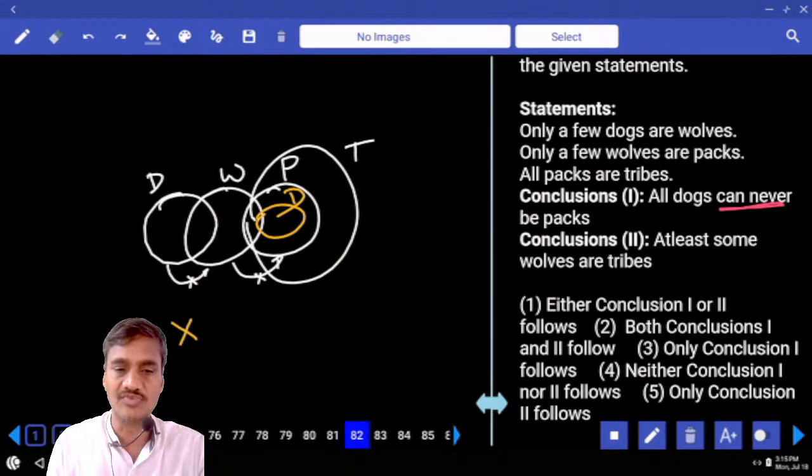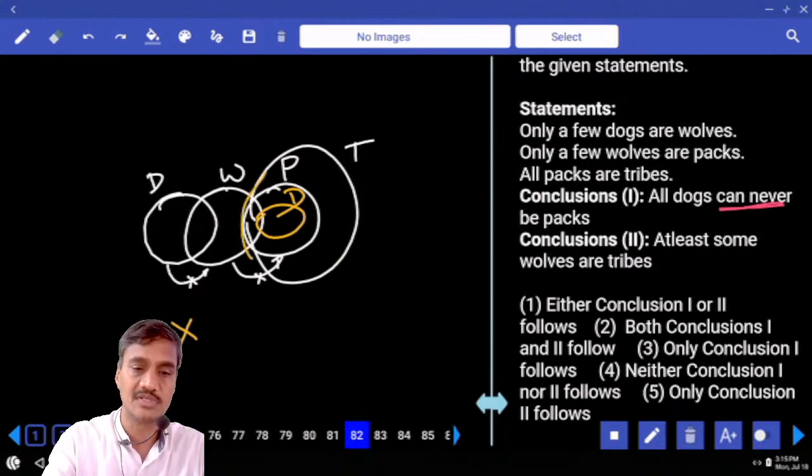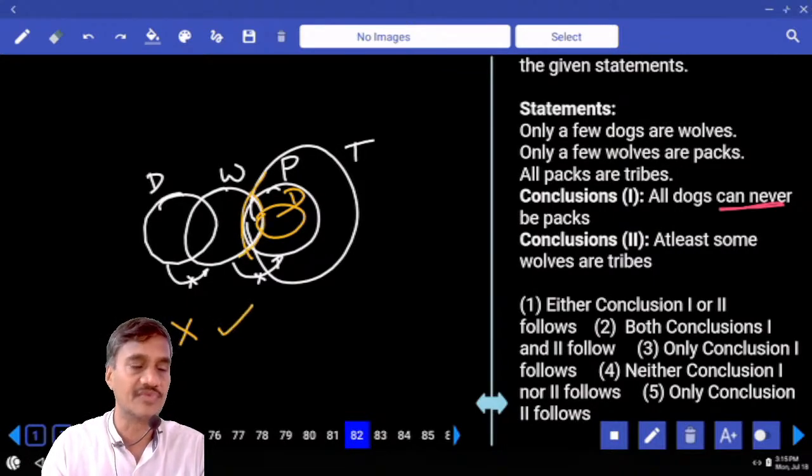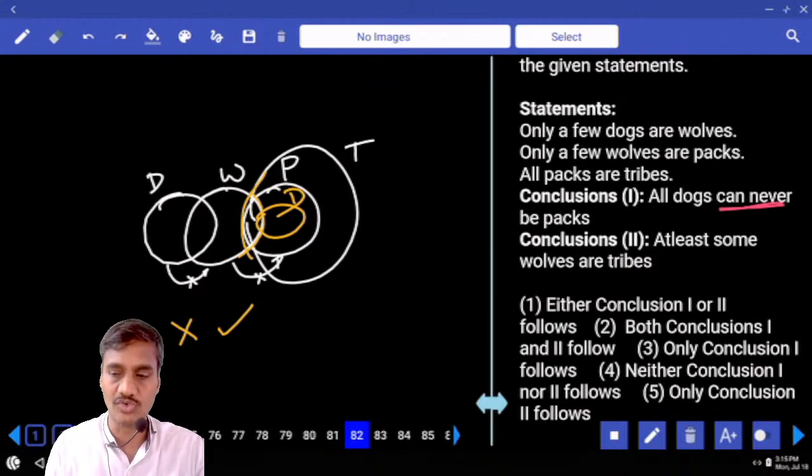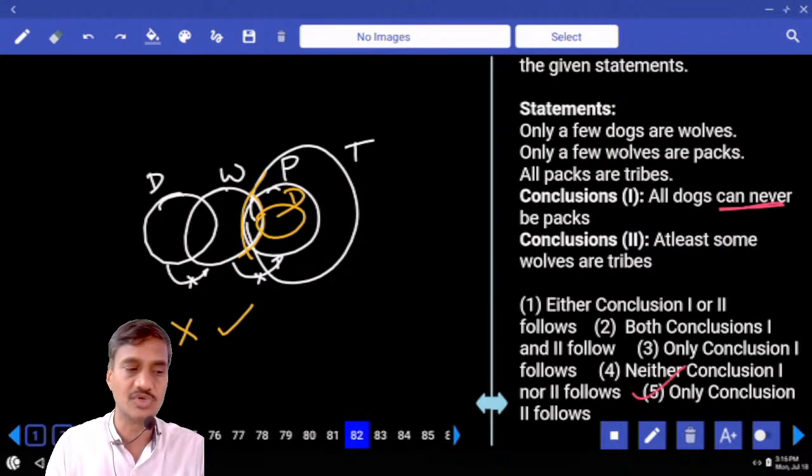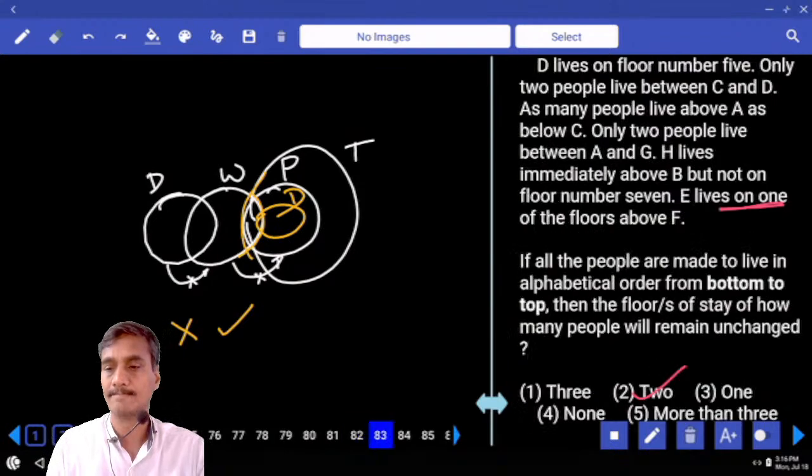And second, some wolves are tribe. Tribe is here, wolves is here. That is definitely true. Hence what is your answer? Only 2 follows. Only 2, that is choice for question number 82.